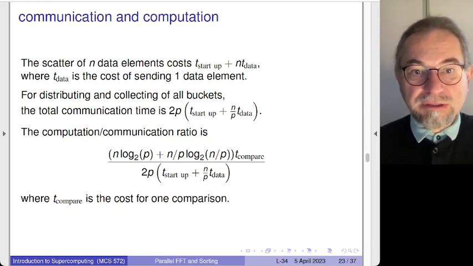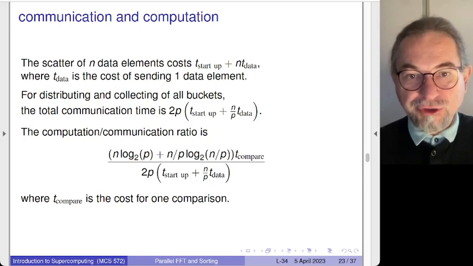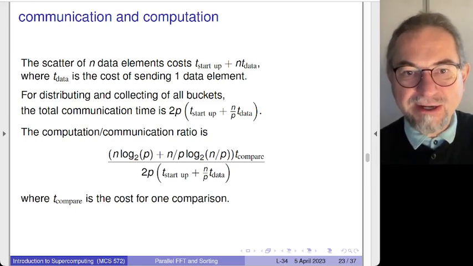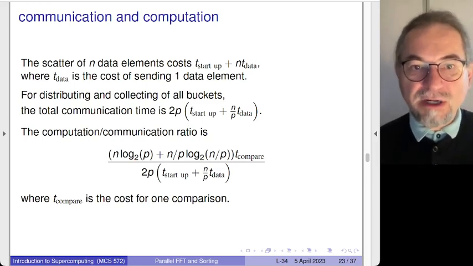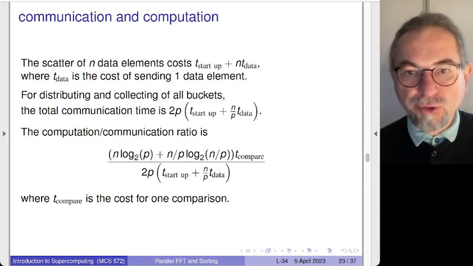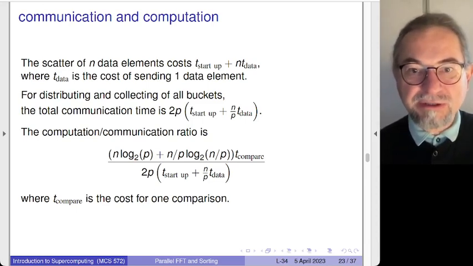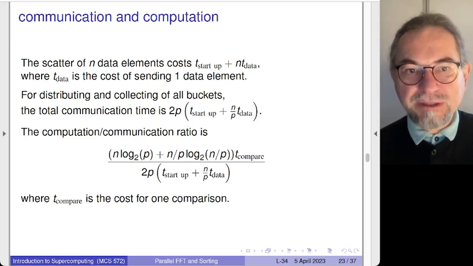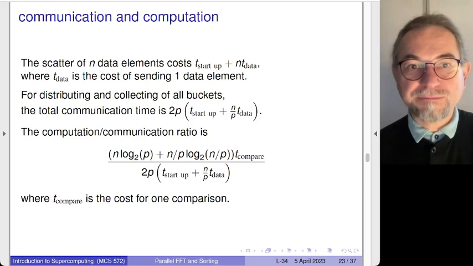So what is now the communication over the computation ratio? We have to have some units there. In the numerator, in the expression, we have the parallel time. The units there are expressed in the time it takes to compare two numbers. In the denominator, we do have the communication costs. So in some sense, if this is a paper and pencil exercise, this is half of the solution.